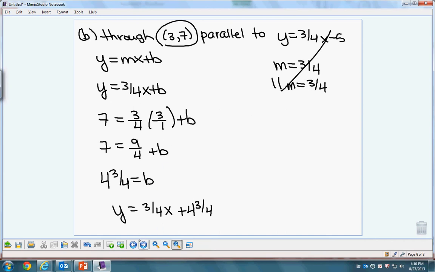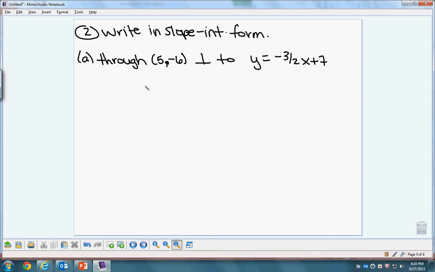So let's go back to letter A. This one's a little bit harder. The reason this one's harder is because it asks you for perpendicular. So it's the same process. It's through the ordered pair 5, -6, perpendicular to the line y equals -3/2 x plus 7. So I know that no matter what, my final answer is going to be y equals mx plus b. So I can get m from this line. The slope of this line is what?